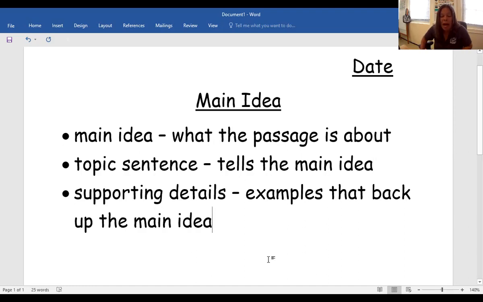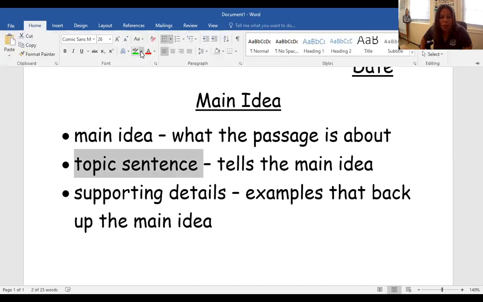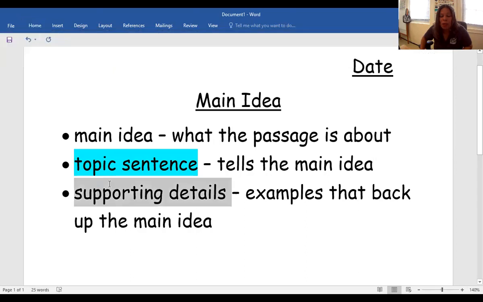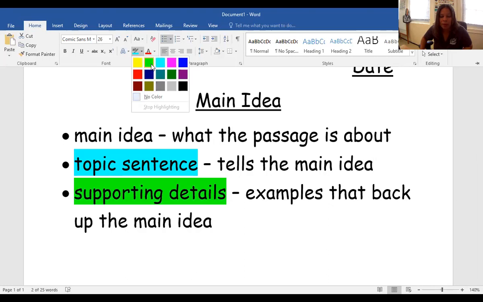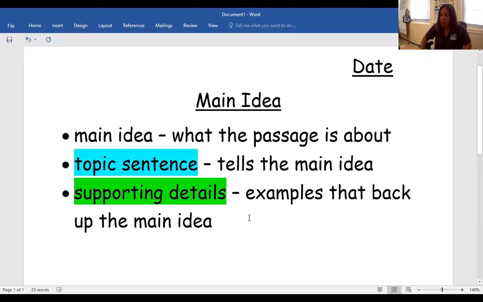Okay, so I'm going to highlight topic sentence in blue for today. You're going to be doing some highlighting later on. I'm going to highlight the supporting details in green. All right, so now we're going to do some practicing. Okay, I'm going to stop sharing just to make sure. Sometimes when I switch screens, the computer misbehaves and you don't see what I see.